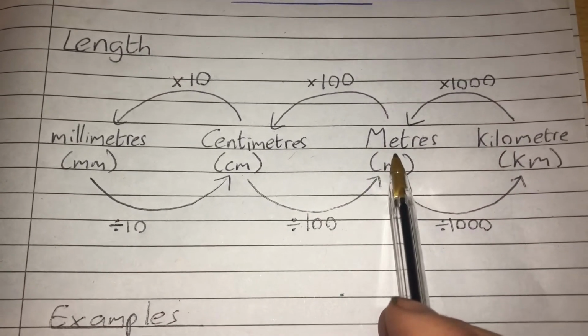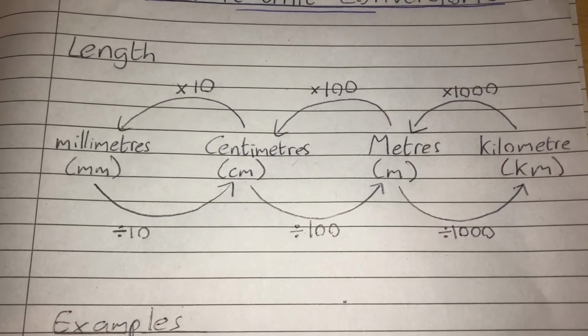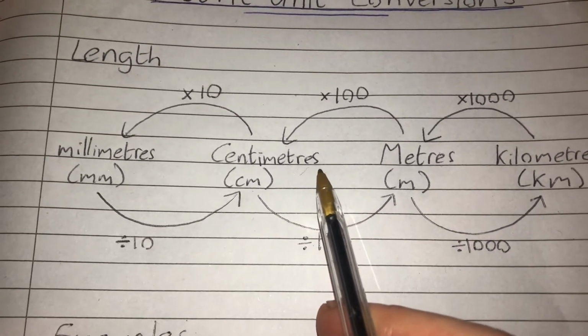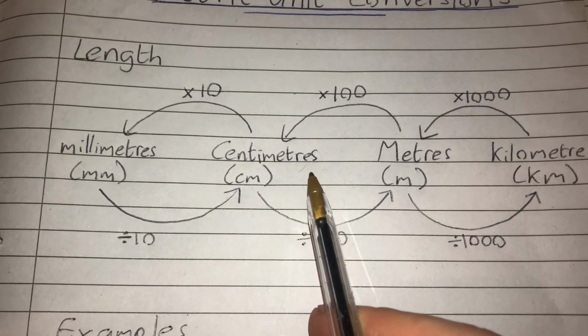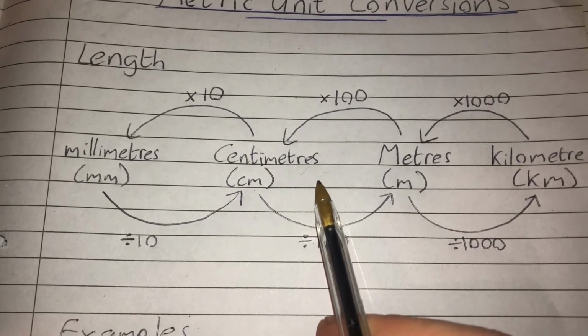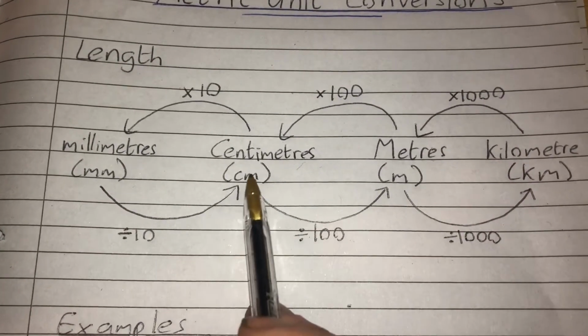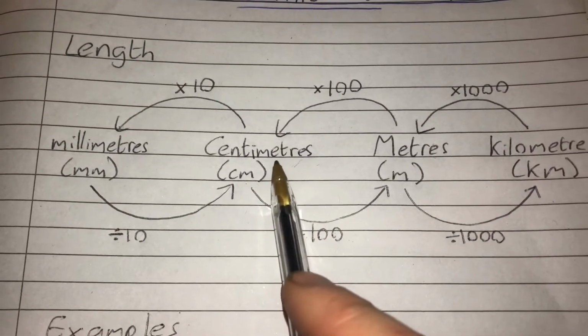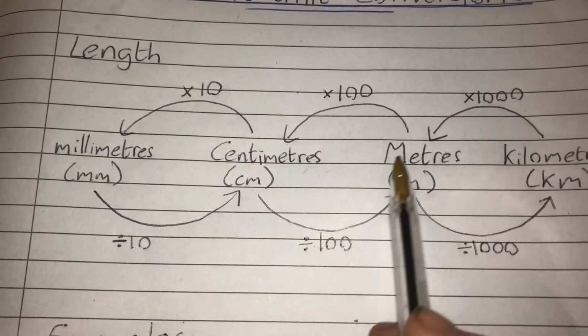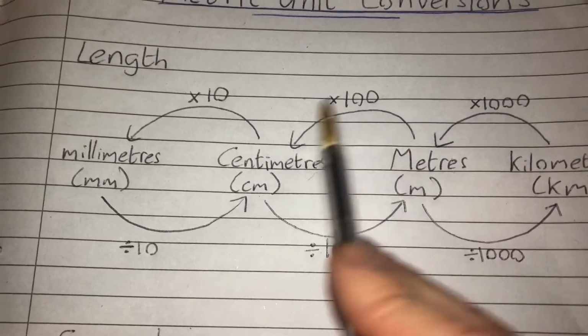Up from centimeters we have meters, and again if we were to think of say a teacher's meter stick, that is 1 meter long and there is 100 centimeters within a meter, and we might use that to measure say the width of a room or the height of a room or something of that nature. If there's 100 centimeters in a meter, then if I'm going from centimeters to meters, I divide by 100, or from meters to centimeters, I multiply by 100.